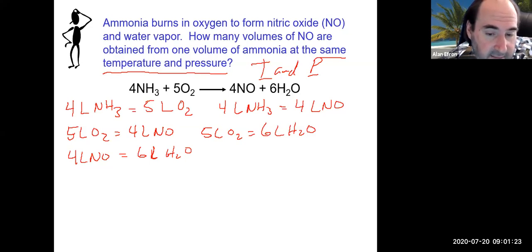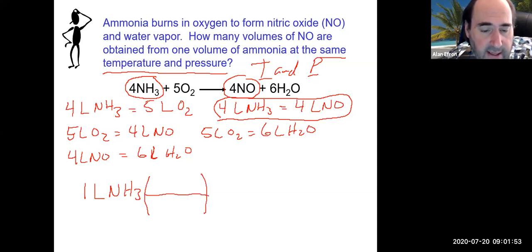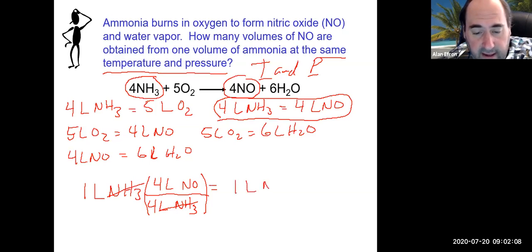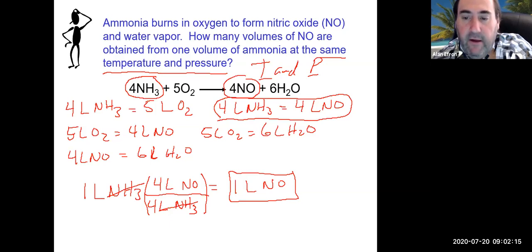So in this case, if we want to know how many volumes of NO are obtained from 1 volume of ammonia, this is ammonia, and this is obviously NO in this case. What we could do is start with 1 volume of ammonia, or 1 liter of ammonia, and use that relationship that we find here, just like a stoichiometry type of conversion factor, that mole to mole relationship, except again, this is going to be a volume to volume relationship. The liters of NH3 will cancel and we will be left with 1 liter of NO produced in this case. So this is a practical application of Avogadro's relationship.